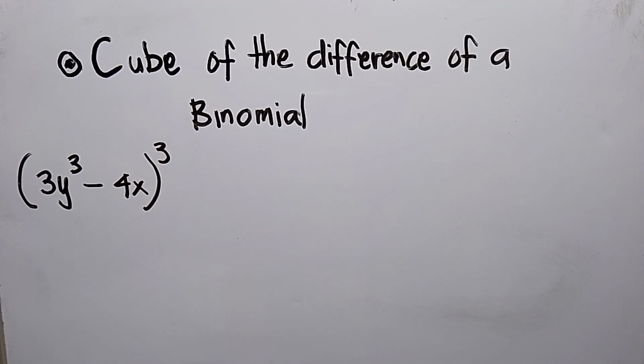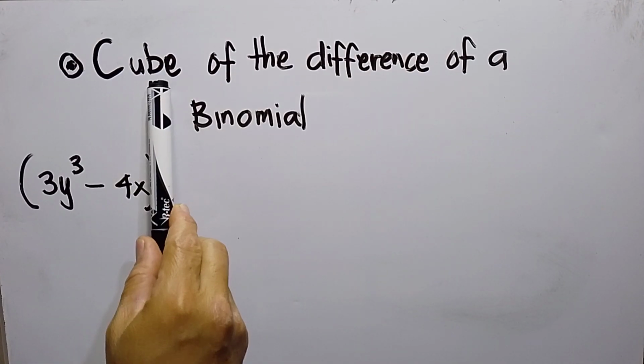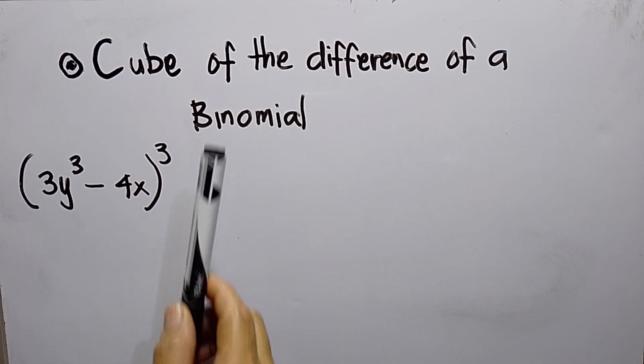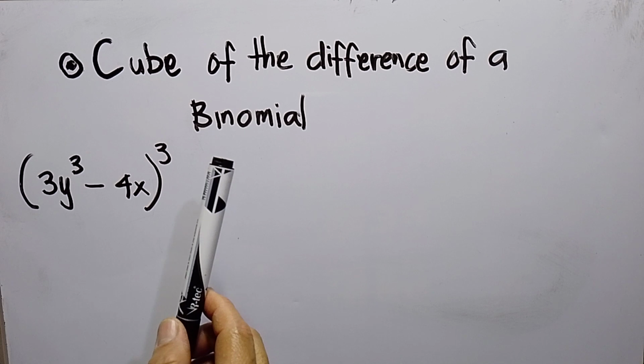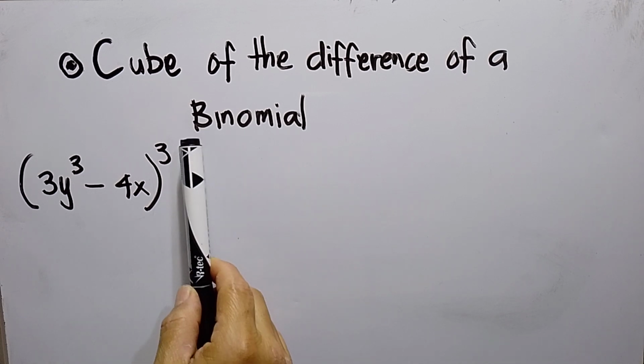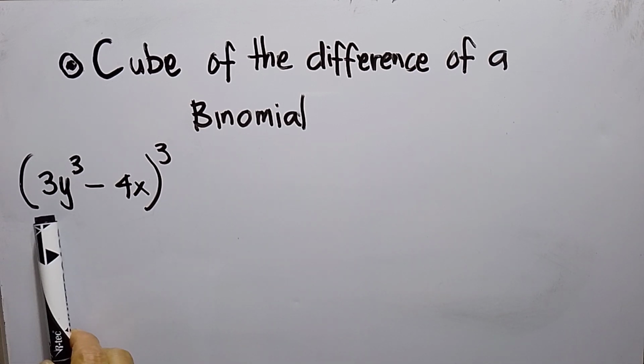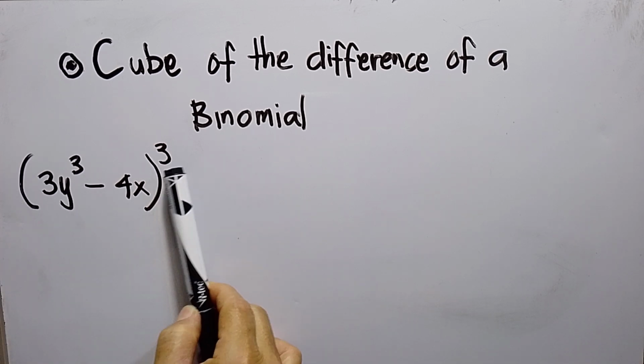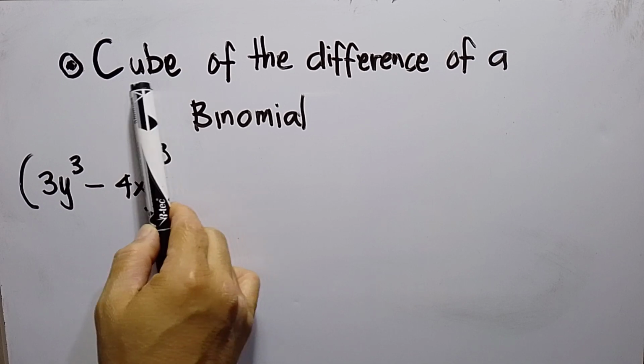Hello to my viewers. Today's topic is about the cube of the difference of a binomial. This math is intended for grade 8 students. When you say binomial, there are two terms inside the circle brackets, and the exponent must be 3 because this is a cube.